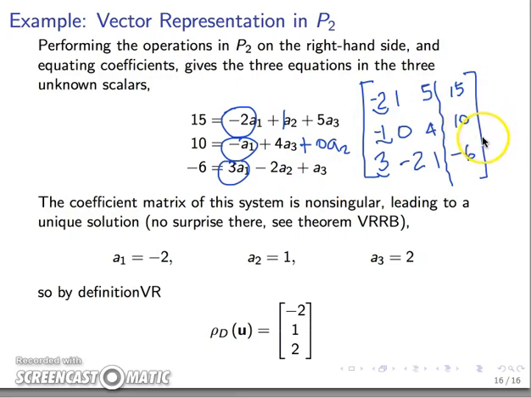We row reduce and calculate the solution set for this system of linear equations. There are equations in A sub 1, A sub 2, A sub 3. And then by doing that, we can find that values of A1, A2, and A3 are these values stored here, minus 2, 1, and 2. With those values, we could represent U in terms of that basis set D.